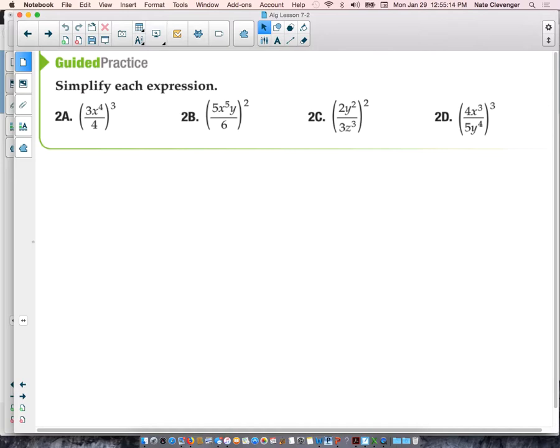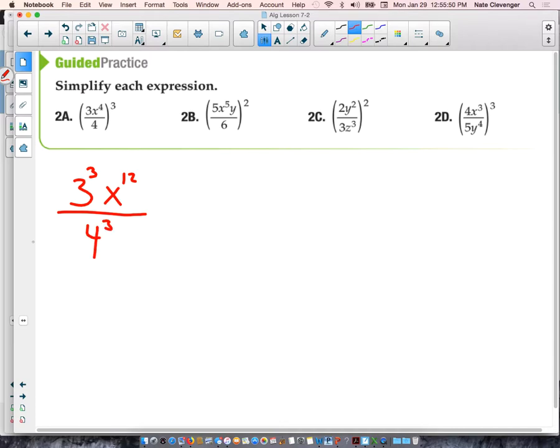So you're applying the exponent to not just a product, but to a fraction. You're still applying the exponent to each of the factors in the product, and also in the denominator. For a real quick review, this would be 3 to the third, x to the 12th, and the 3 is still going to go to the 4, which would be 4 to the third. To simplify this, you have 27x to the 12th over 64.